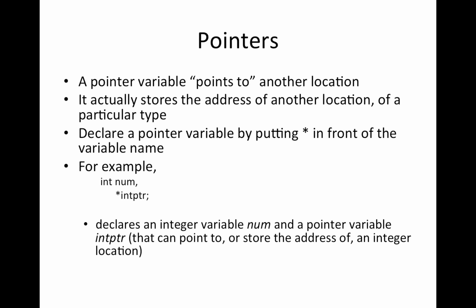A pointer variable, we say, points to another location. But really what it does is store the address of another location of a particular type. The way you declare a pointer variable is by putting the asterisk or star in front of the variable name in the declaration. For example, if we said int num, comma, asterisk intptr, that declares an integer variable named num and a pointer variable to an integer location named intptr. So again, the asterisk in the declaration is what says that's a pointer variable.